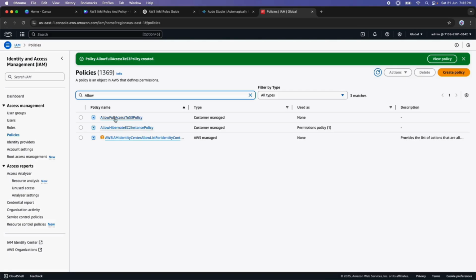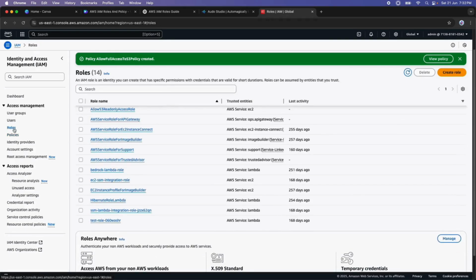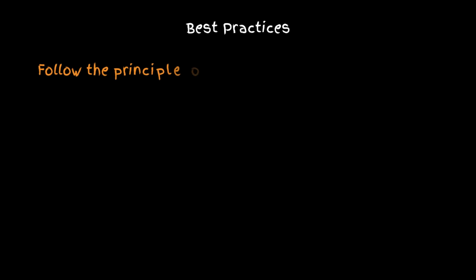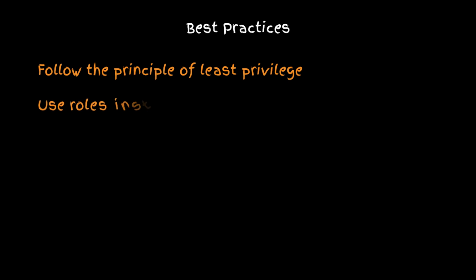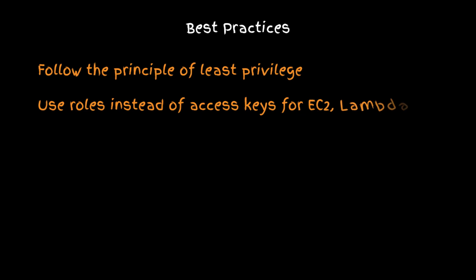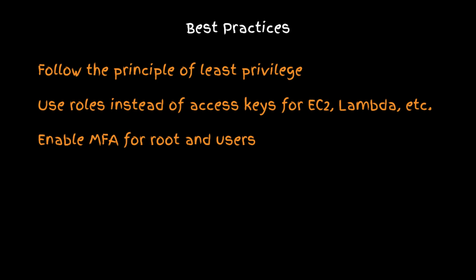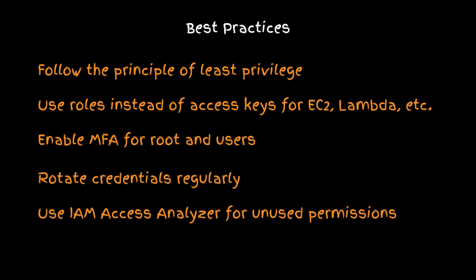Congratulations! You now know how to create role, attach a policy to role and create a custom policy. Before we wrap up, here are some IAM best practices. Follow the principle of least privilege. Use roles instead of access keys for EC2, Lambda, etc. Enable MFA for root and users. Rotate credentials regularly. Use IAM Access Analyzer for unused permissions.